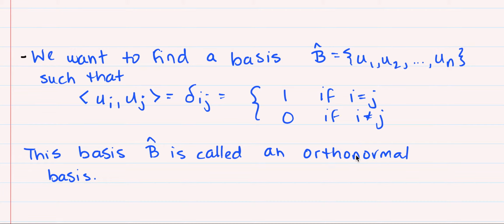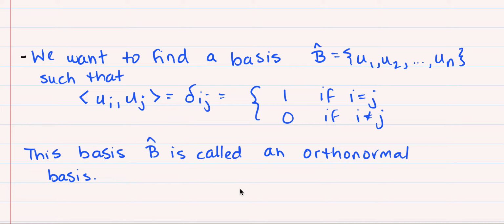And this basis is called an orthonormal basis because it's an orthonormal set. The length of every vector in that basis is 1, and they're pairwise orthogonal. So every pair of vectors are orthogonal. So I want to come up with this basis, but how do I do it? And that's where we use something called the Gram-Schmidt orthogonalization process.